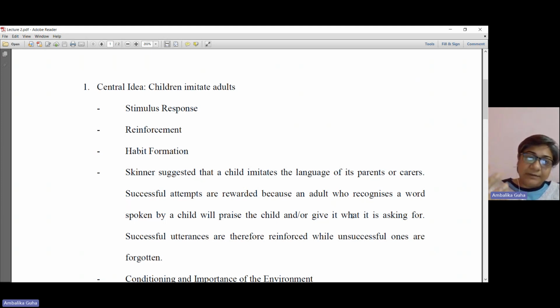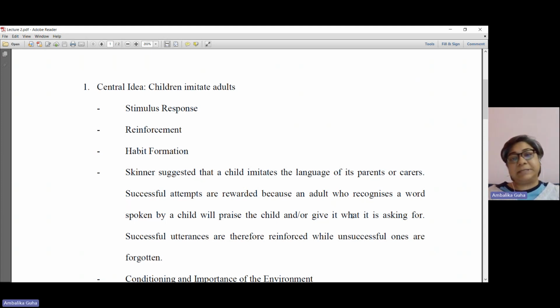And there's negative conditioning, where you do not want the animal to behave in a particular way, and still the animal does it. So the animal might get punished or might get ignored. And so the animal realizes that if this behavior is continued, then the animal does not get a reward. So automatically, that kind of undesirable behavior gets stopped. So that is also negative conditioning.